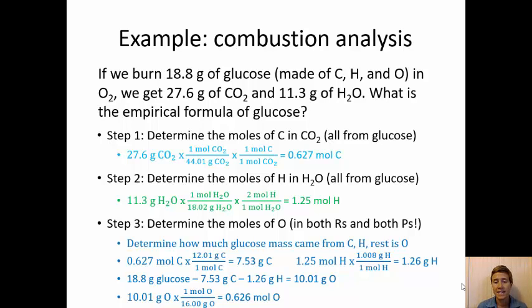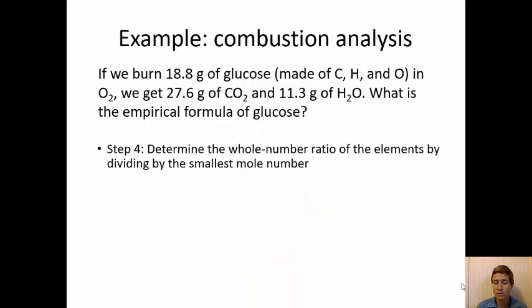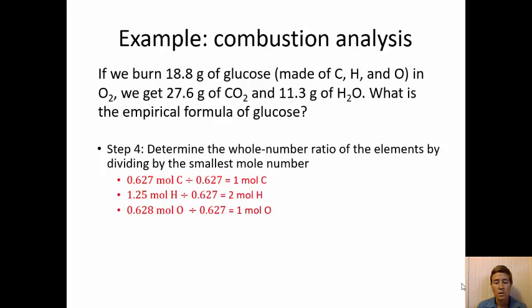At this point, we are back to just the problems we've done before about determining an empirical formula. We know the moles of each of the elements in the compound. So we're just going to divide to find the smallest whole number ratio. These are our ratios right now: 0.627, 1.25, 0.628. The smallest whole number ratio will be found by dividing everything by 0.627. So we get that there's 1 mole of carbon, 2 moles of hydrogen, 1 mole of oxygen. So the empirical formula is CH2O.